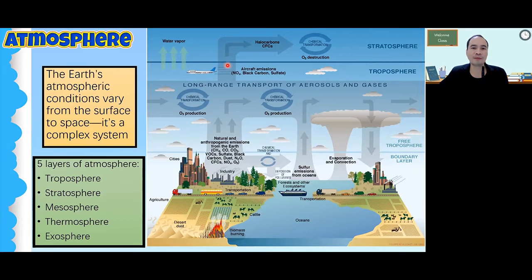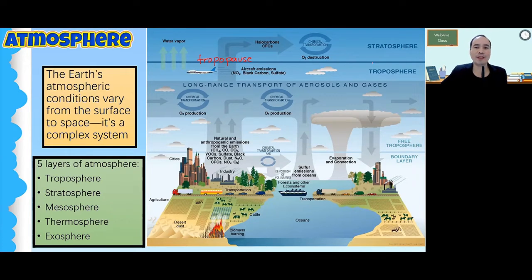This boundary here, this line that separates your stratosphere and your troposphere, is what we call your tropopause. Let me just write the spelling. It's tropopause. So again, your tropopause is the boundary between your troposphere and your stratosphere.